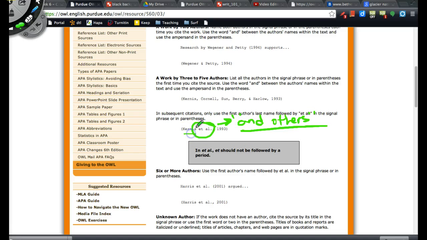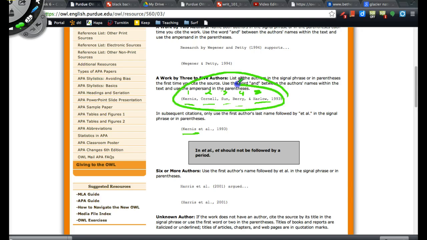So if you look here, this is Kearns, or Kernus, I'm sorry, we're missing, I'll erase that. We've got Kernus here, but really it's Kernus, Cornell, Sun, Berry, and Harlow. Those are the last names. So we have 1, 2, 3, 4, 5 different authors who are contributing, but you don't want to write all those authors' names every time you have to include an in-text citation. So you use this, Kernus et al., and others, 1993. So that's how you do it for lots of authors. If you have more authors, you can see 6 or more authors.